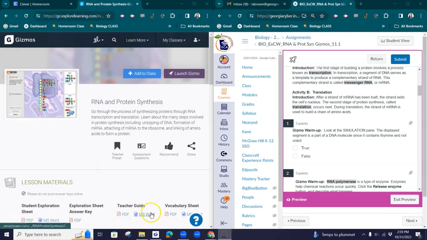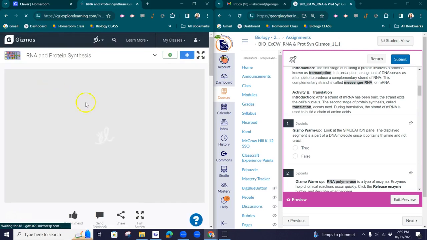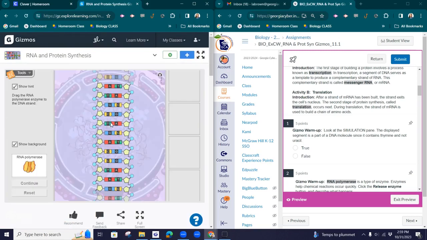Hey, ladies and gents, let me go ahead and give you a more detailed overview of this lab. I'm going to launch my Gizmos and make sure that you choose the RNA and protein synthesis lab. On the right-hand side, I have my Canvas assignment open.